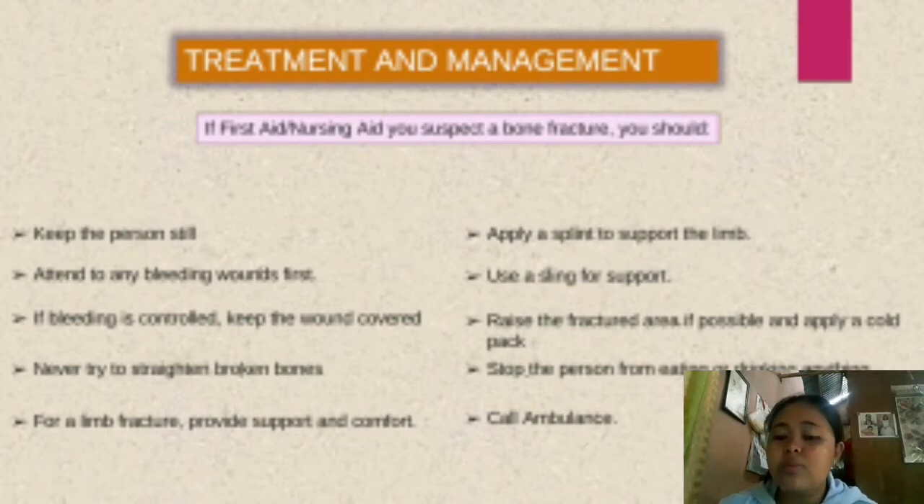For a limb fracture, provide support and apply a splint to support the limb. Splints do not have to be professionally manufactured. Items like wooden boards or folded magazines can work for some fractures. You will immobilize the limb above and below the fracture.